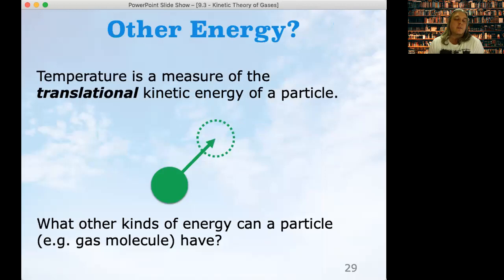Temperature was a measure of translational kinetic energy. So translational just means that it's translating from one point to another point. Translation is a mathematical term. It means just without changing anything else, you just move it from one place to another. So that's what translational kinetic energy is referring to. If that's what temperature is, then what other kinds of energy can a particle actually have? Right.